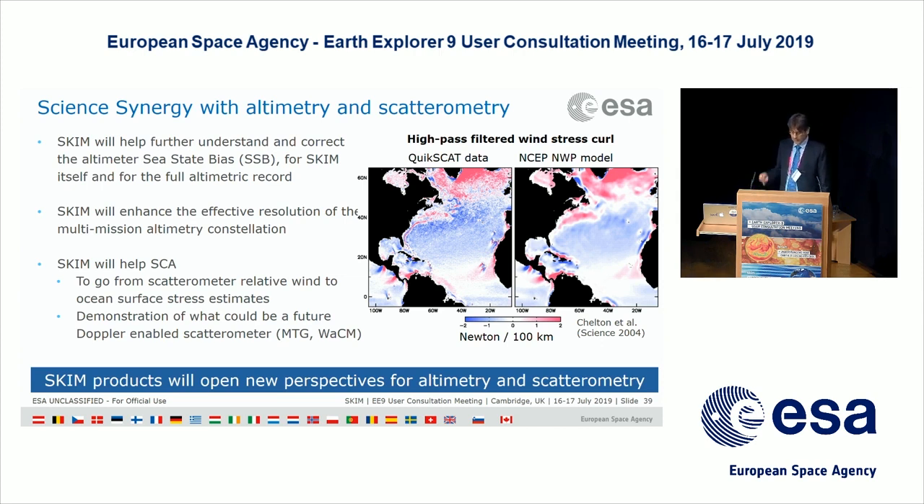SKIM can also help scatterometers by going from scatterometer relative wind to ocean surface wind stress, and that will demonstrate what can be done with future Doppler scatterometers. So in summary, SKIM will be the first HF radar from space.